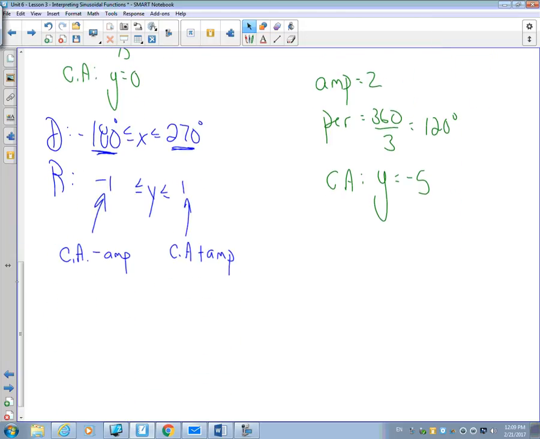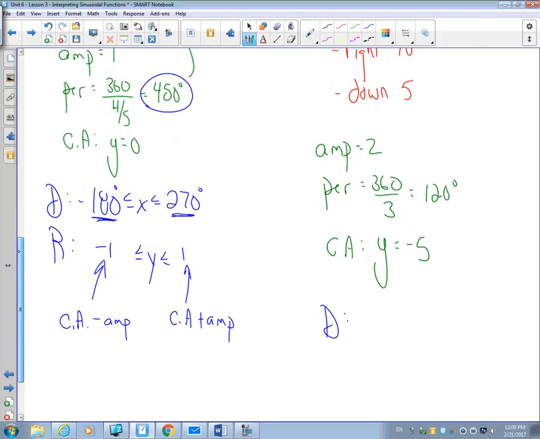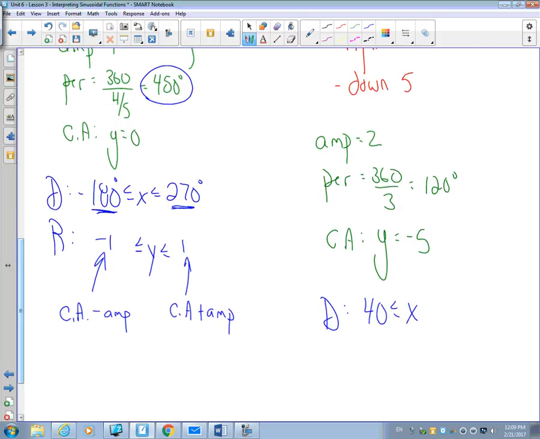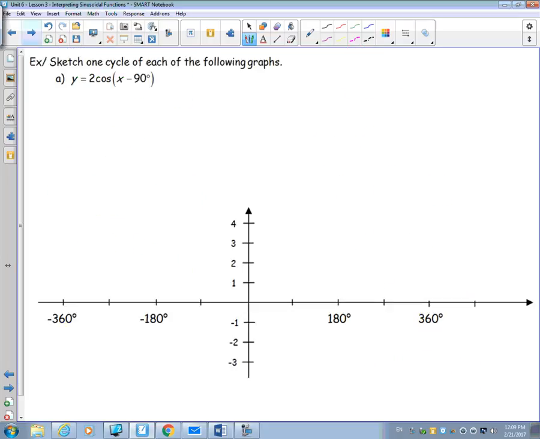And we'll do our domain first. Domain's supposed to start at 0, but we moved it 40 to the right. So now we're starting at 40. Our period is 120 long, so 40 plus 120 makes 160. There's my domain. In my range, I start at my central axis, which is negative 5, subtract my amplitude, so negative 7, and negative 5 plus 2 is negative 3. There's our domain, range, and all our properties. Okay, last part here, we're going to graph these things. We have to do the transformations. So I see a cos curve.